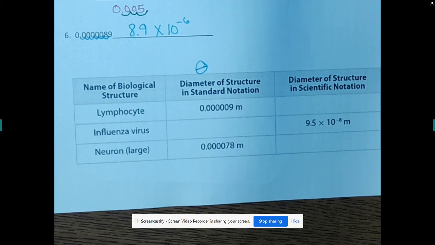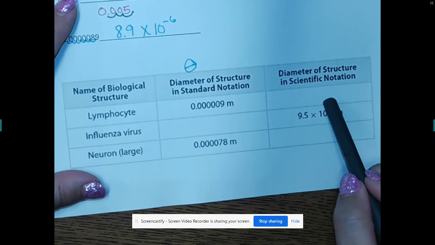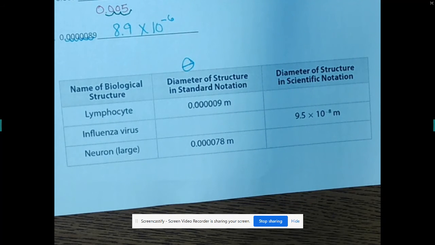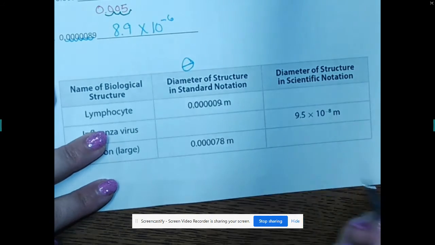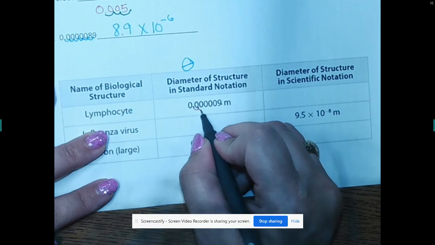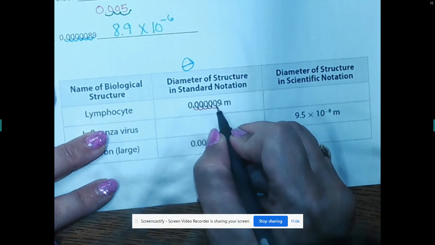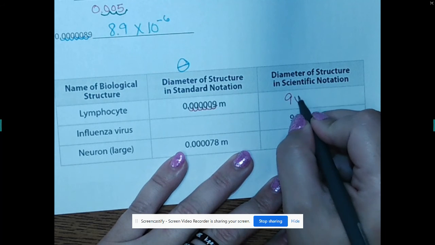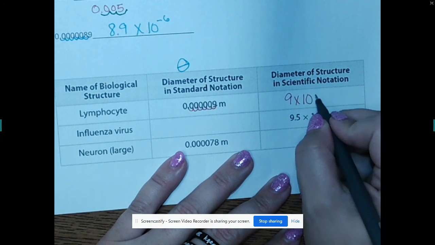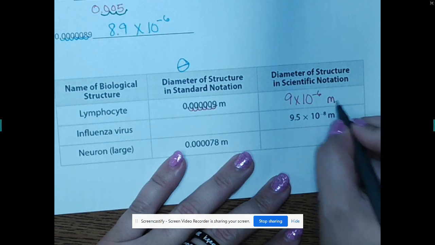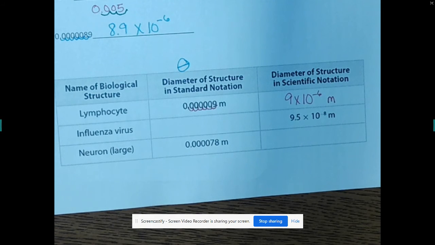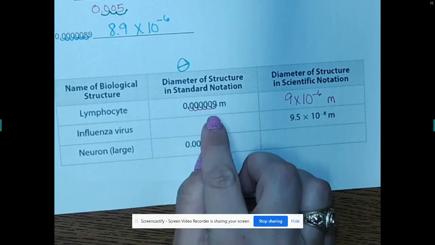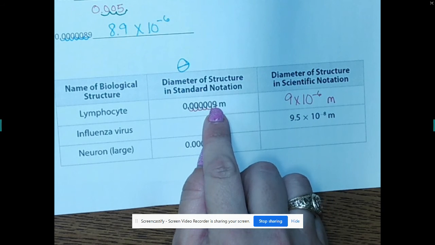Okay? These are lymphocytes. I want to know what that is in scientific notation. Where do I want the decimal to go? Past the 9. All right, so count. 1, 2, 3, 4, 5, 6. How do I write this? 9 times 10 to the negative 6th power. Yeah, Carson. All right. So again, we want it to be a whole number in front. It's got to be between 1 and 9.